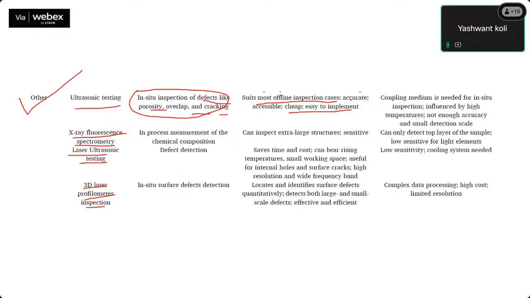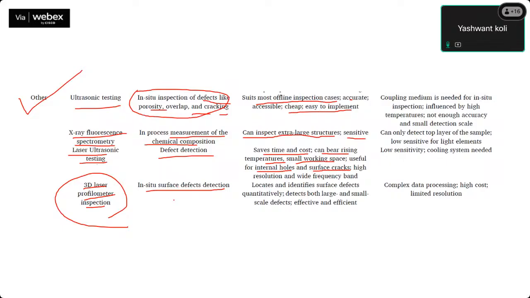Sorry. For X-ray fluorescence, the process measurement of the chemical composition is there, and it can inspect extra large structures, sensitive, and many more. And for laser ultrasonic testing, defect detection is the main purpose. It saves time and cost, can bear rising temperatures, needs small working space, and is useful for internal holes and surface cracks. And for the 3D laser profilometer, in situ surface defect detection is there.